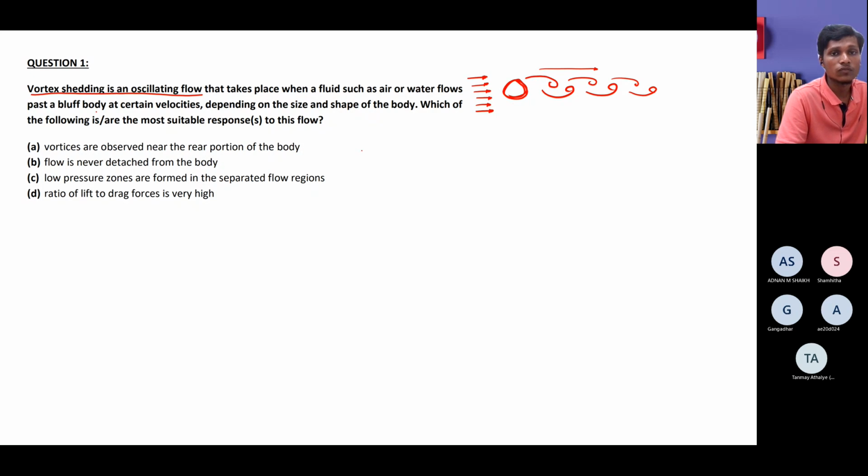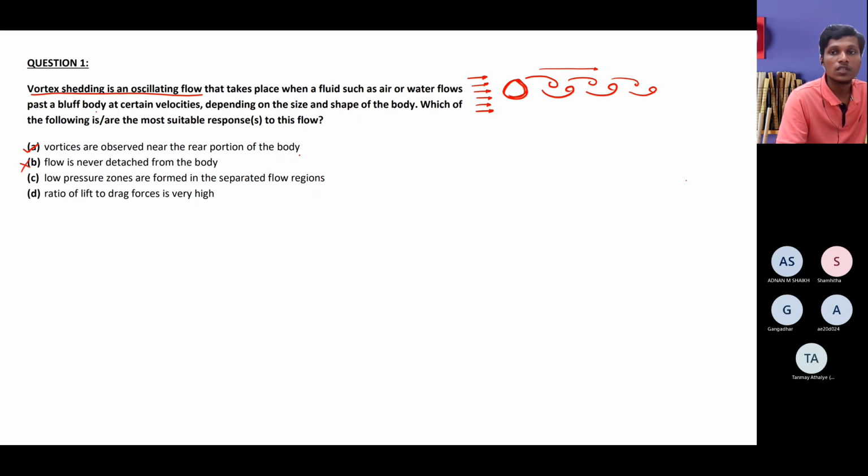So what will happen if this kind of nature is there in the flow? Let's see the options. Vortices are observed near the rear portion of the body. Yes, vortices are observed. These are all vortices. We can see from the schematic image. Flow is never detached from the body. This is not possible. Only if the flow is detaching can we see this kind of oscillating pattern.